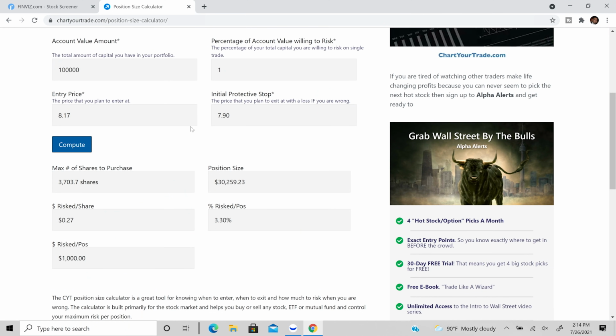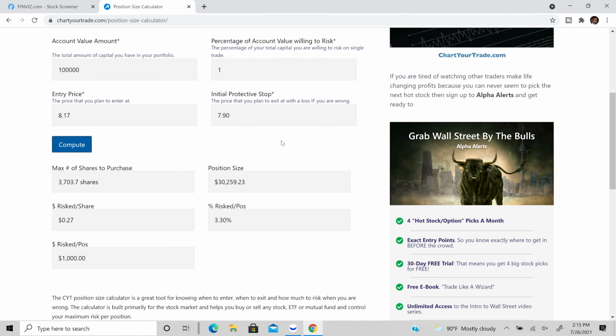We know that we can buy 3,700 shares. So our position size would be $30,000. We see we are risking 27 cents per share. But keep in mind, guys, when I'm entering at 8.17 and hoping to reach 8.50, I'm looking for a 33-cent gain. So it's at or about even, right? I could either make $1,000 or lose $1,000, you see?